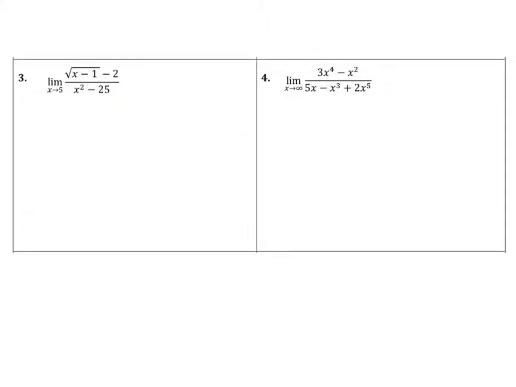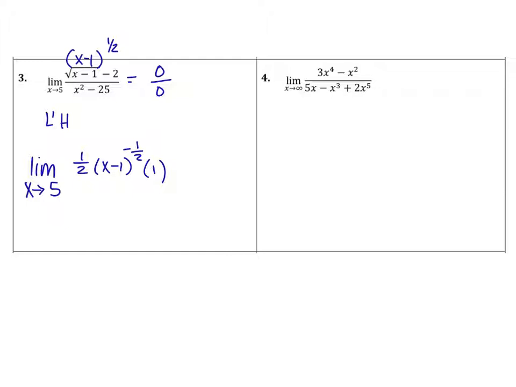Okay, so again, we are going to substitute in 5 on this one. And when we do that, we are going to get 0 over 0. So we definitely have our indeterminate form. We are going to do L'Hopital's rule. And from that, we will do our derivative, limit as x approaches 5. And do remember, this is x minus 1 all raised to the 1/2 power. So when we do our rule here, we're going to have 1/2 times x minus 1 raised to the negative 1/2 times the derivative of the inside, which is just 1, and then minus 0. And then in the denominator, we're going to have 2x minus 0.